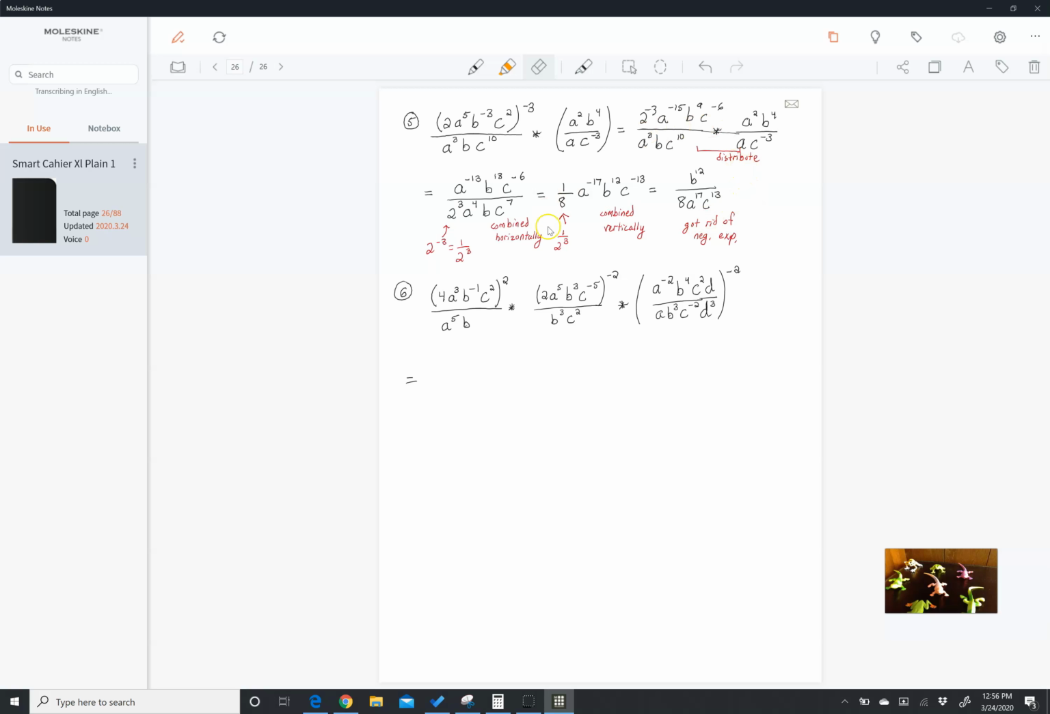So it's the same thing. Distribute, then it's going to consist of adding exponents as we combine horizontally, subtracting exponents as we combine vertically, and then getting rid of negative exponents. It's just a little bit longer to do.